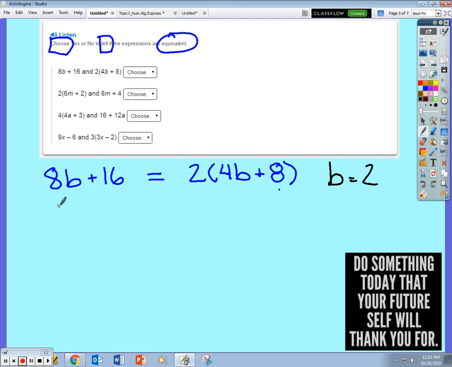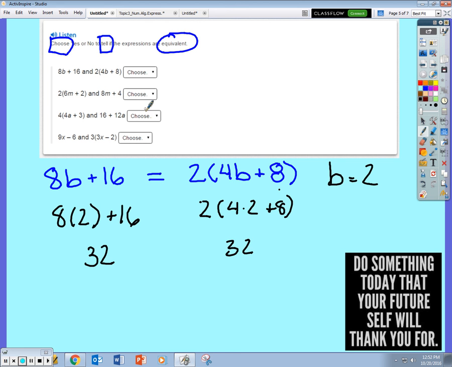If b is equal to 2, now we have 8 times 2 plus 16. Well, 8 times 2 is 16. 16 doubled is 32. Let's see if this equals over here. So we have 2 times 4 times 2 plus 8. Well, 4 times 2 is 8. 8 plus 8 is 16. 16 times 2 is 32. Hey, this would be a yes. All right. Let's go to the next one now.